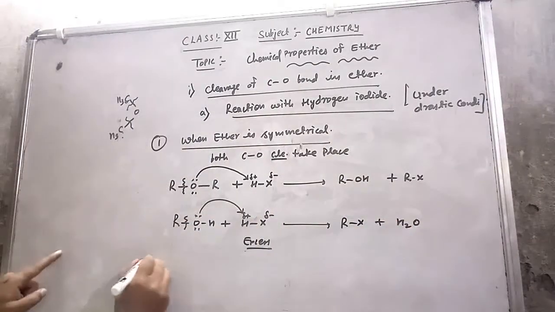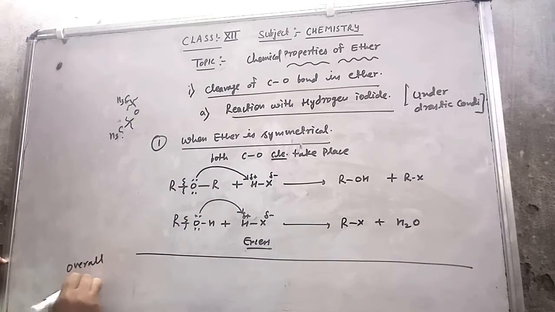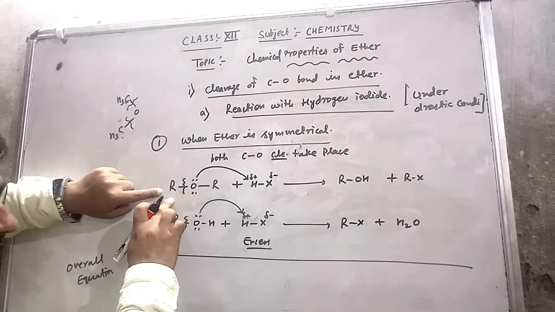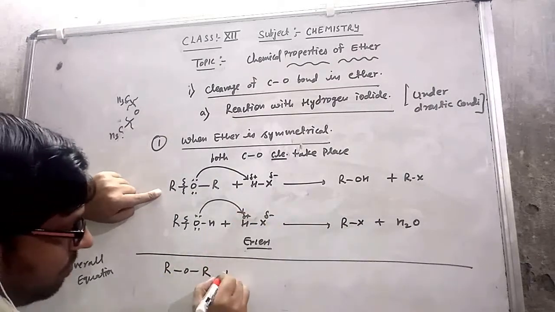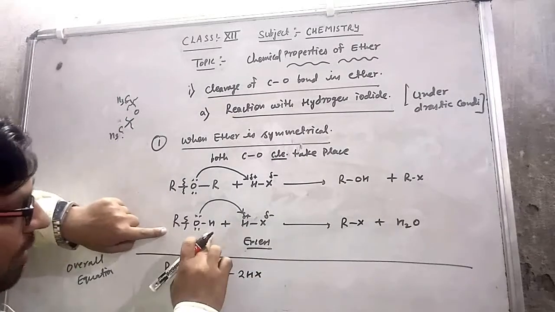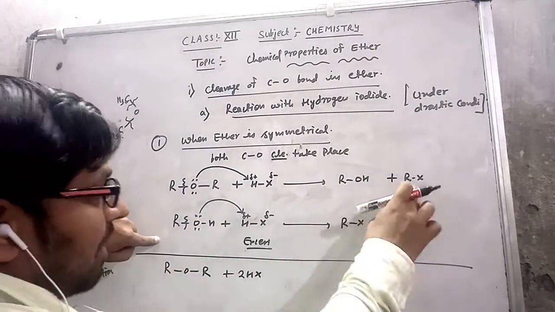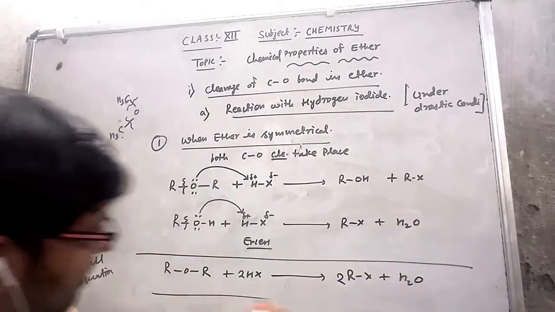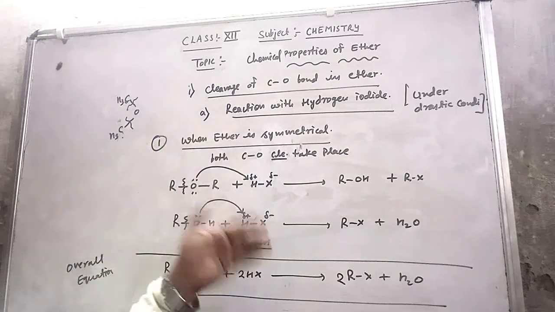If I want to write the overall equation, you can add both equations. This is ROR plus HX plus HX, that is 2HX. This is an alcohol molecule on both sides, so that can be cancelled. So what is left? RX, RX, meaning we get 2RX, and a water molecule. So this is the overall reaction for a symmetrical ether reacting with excess HX. That is the first part.